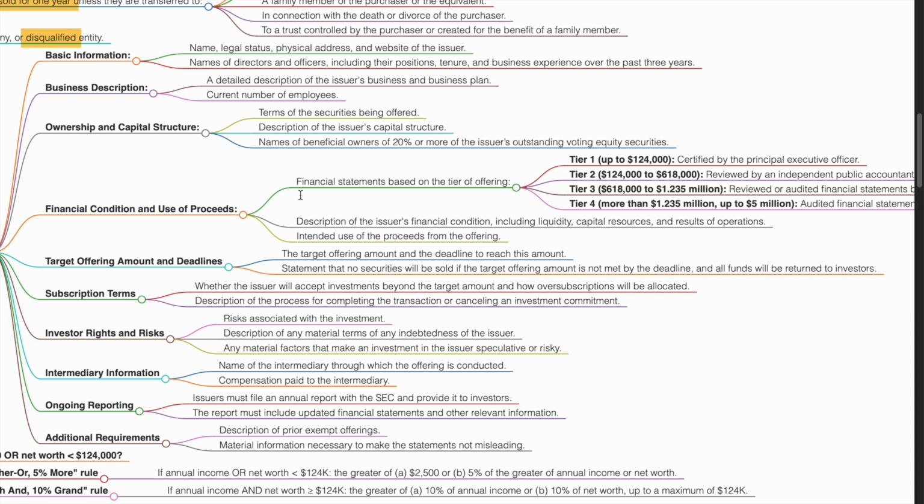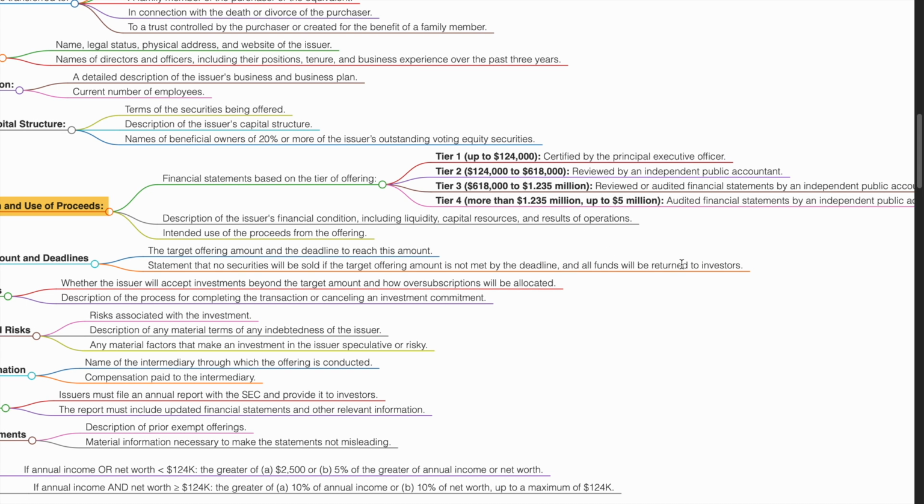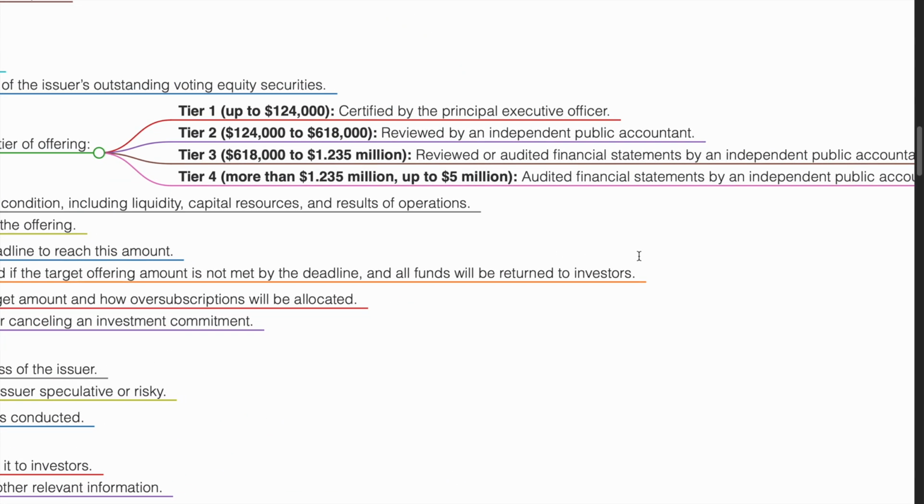All right, so now let's dive into arguably one of the most important details of a Reg CF offering, and it basically determines the extent to which you must provide financial disclosures in order to raise the money. So let's highlight this section here because this is critically important. The amount of money that you're raising, and that includes, by the way, what you've already raised thus far, is going to determine which of the following four tiers you're going to be categorized as, which in turn determines what sort of disclosures you need to provide with respect to your financials.